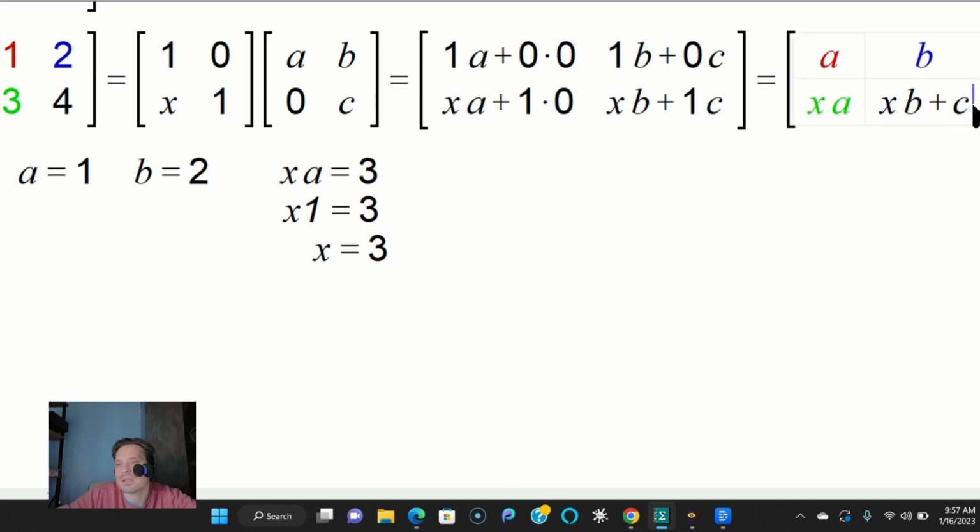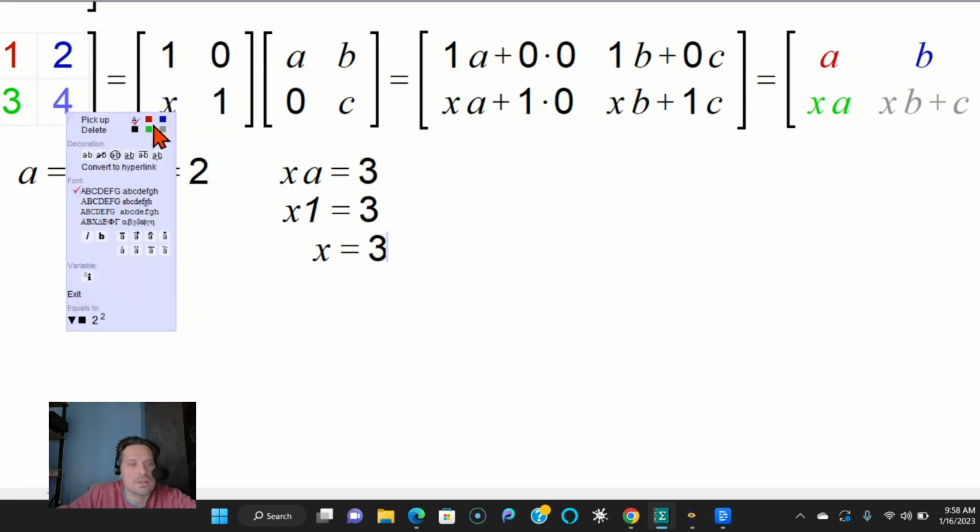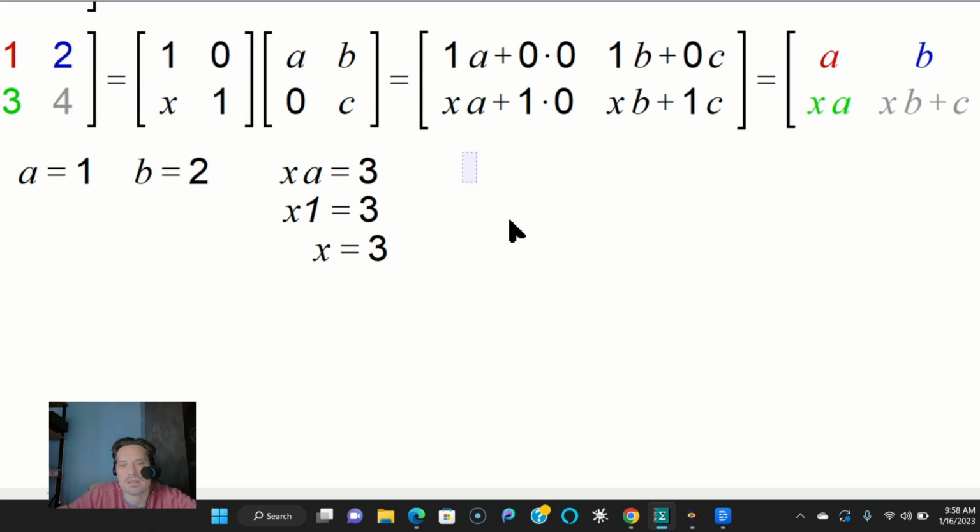The last part has to be this one, right? Like this xb plus c, so that's gray. That has to be equal to this 4 in this position right here. So you write that down as an equation. xb plus c has to be equal to 4, but x is 3 and b is 2. We don't know the value of c. This is equal to 4. So c will be equal to 4 minus 6, which is negative 2.